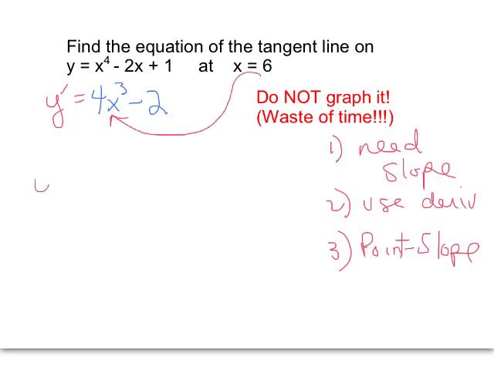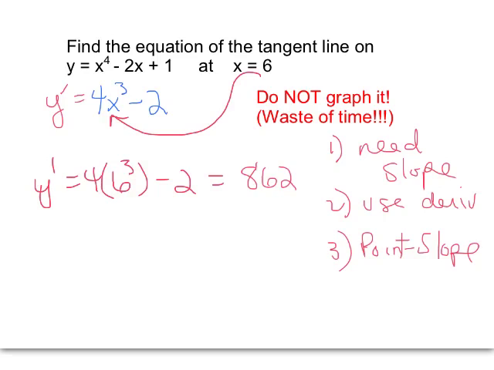So y prime equals 4 times 6 to the third power. Not sure why I'm using such a big number in my example, but it is what it is. All right, so we plug that into our calculator and we get 862. Boy, that's a very steep tangent. Very steep tangent, but that's okay. It is what it is.